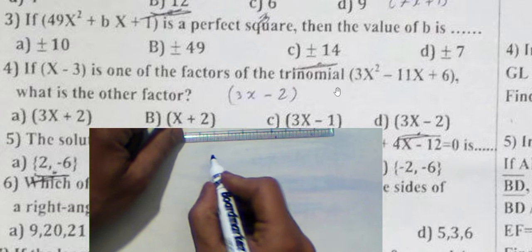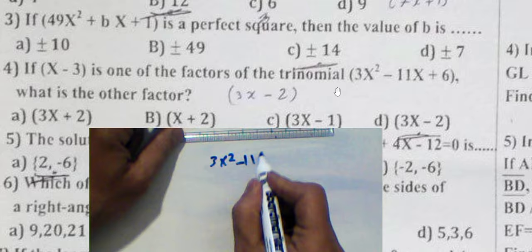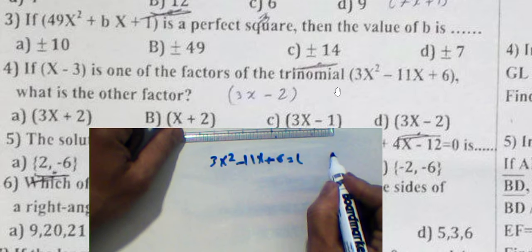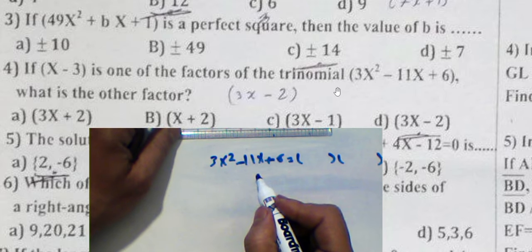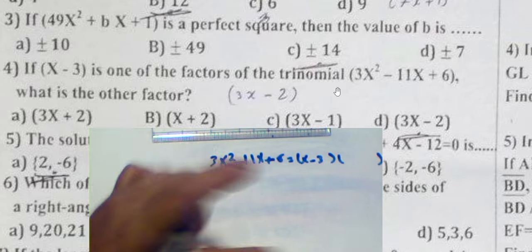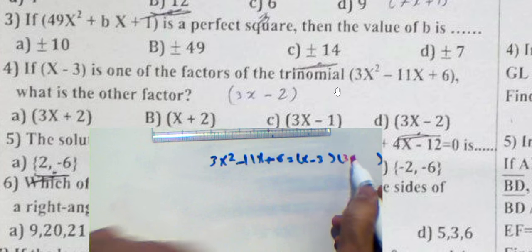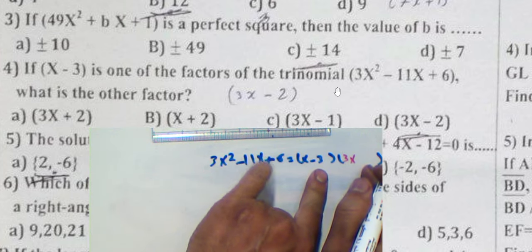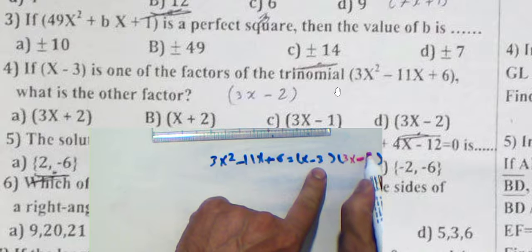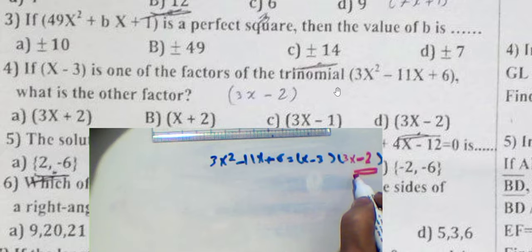Number 4. Look at here. If x minus 3 is one of the factors of 3x power 2 minus 11x plus 6, what is the other factor? We can factor this expression 3x power 2 minus 11x plus 6. He gives me the first factor, you can complete the second factor. The first factor was x minus 3. 3x power 2 equals x times what? x times 3x. And negative 3 times what equals positive 6? Negative times negative is positive, and 3 times 2 equals 6. Then the other factor will be 3x minus 2. Choose letter D.